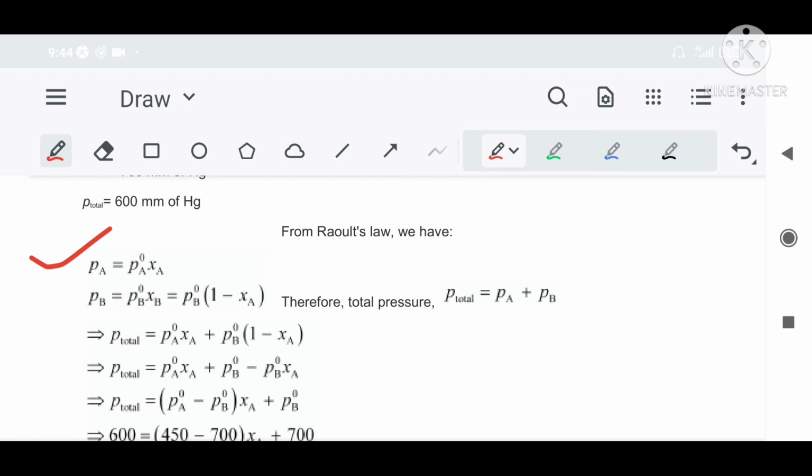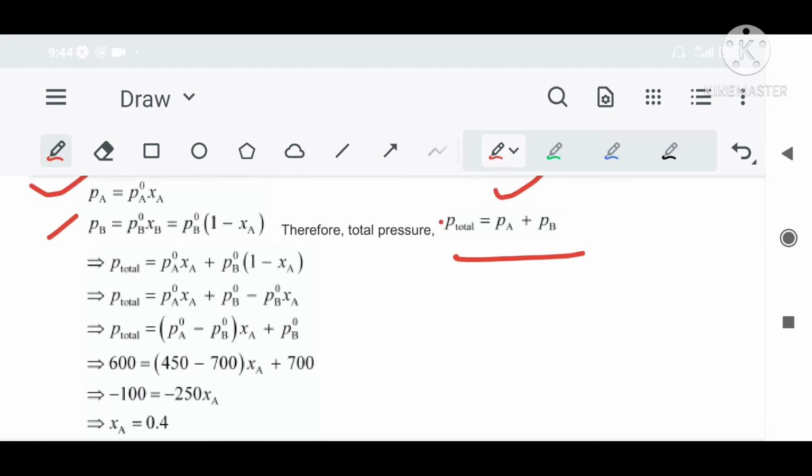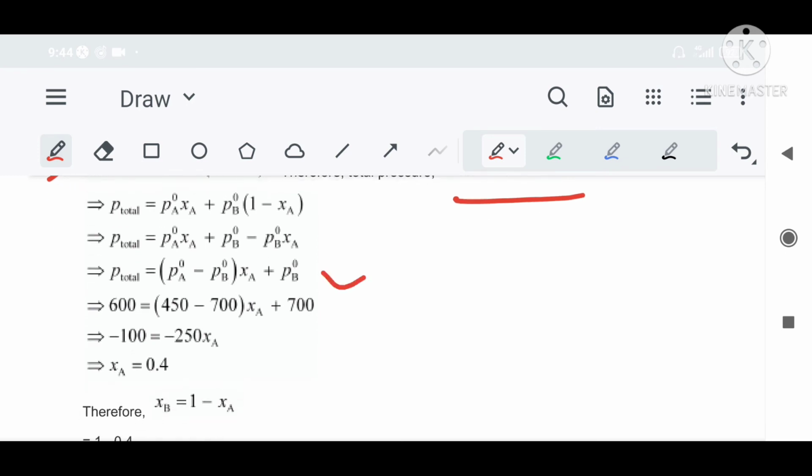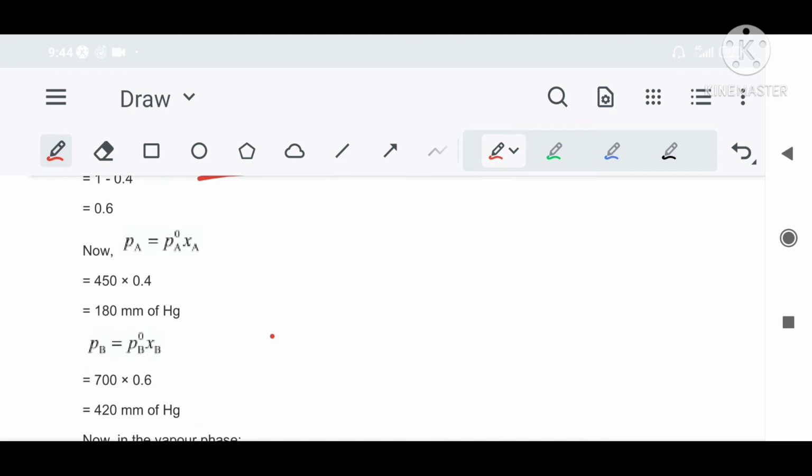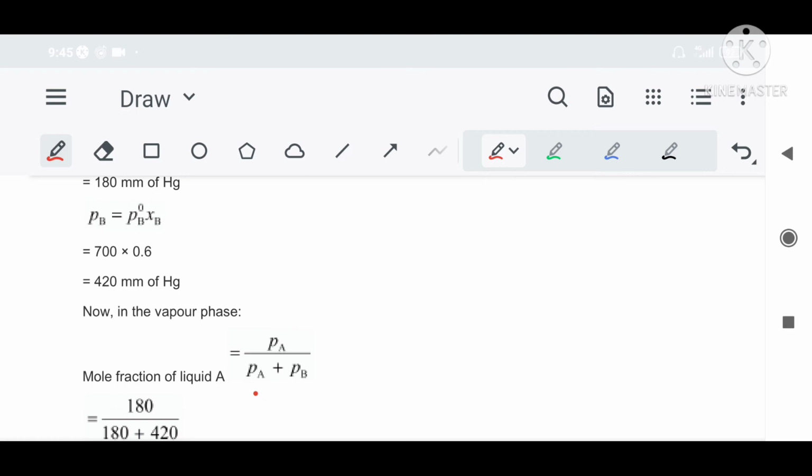This is PA, PB is PB naught, PB can be 1 minus XA also, and P total according to Dalton's law of partial pressures is PA plus PB. So we can put the quantities in this formula. These are the quantities that are given. Then XA can be found, that is 0.4, and XB is 1 minus XA, 0.6. In this way we can find out the partial pressure of A and B.